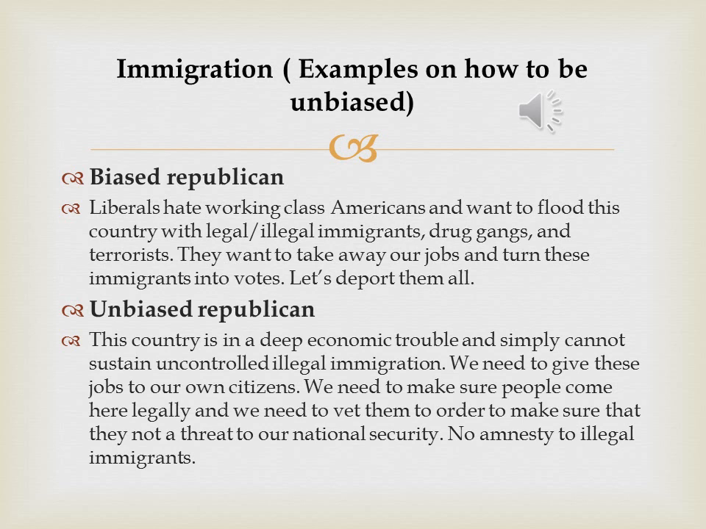So, what's the difference? Well, both biased and unbiased Republicans want to limit immigration. But an unbiased Republican is more open to immigration as long as it's legal. But neither one of them, for the most part, is willing to give amnesty to undocumented immigrants.